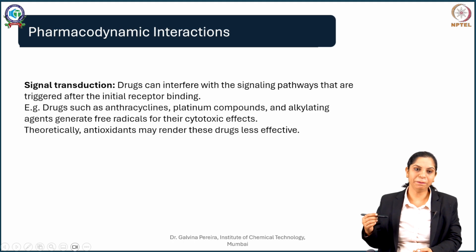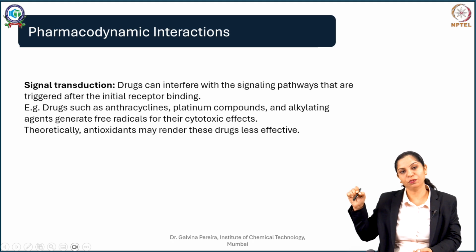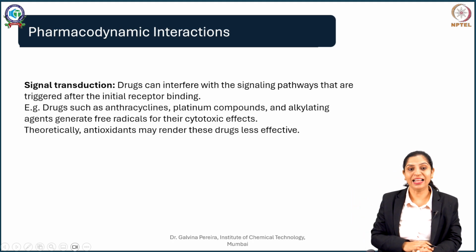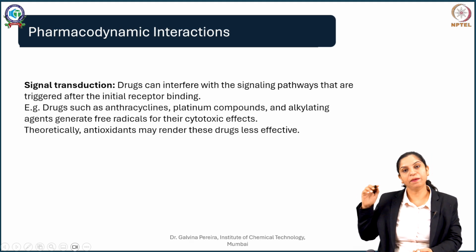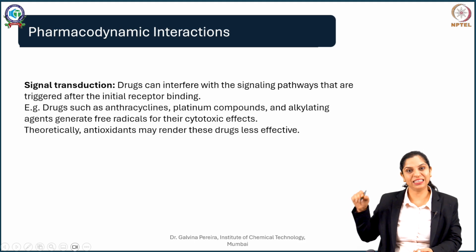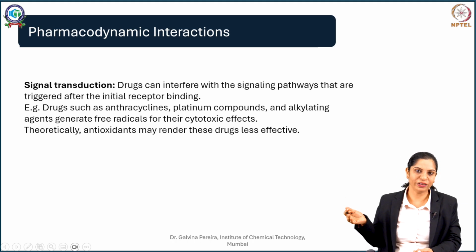So if signaling pathways are triggered, say for example your cascade pathways, here we have examples of anthracyclines, platinum compounds or alkylating agents. What they do is they disturb the pathways in cells to generate more free radicals. The more free radicals, the more they will affect the cells, and if it is cancerous cells, these free radicals will cause death of cancer cells.